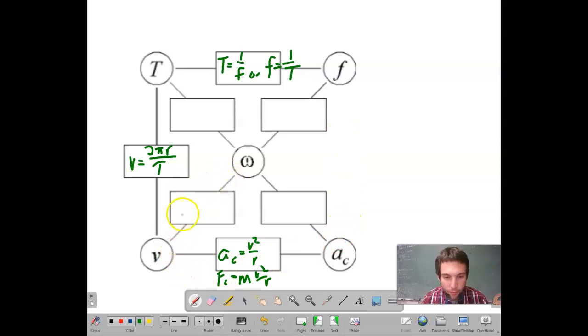Let's do V and omega. Omega equals V over R. We take linear and we wrap it around the circle. T and omega, we have omega equals 2 pi over T. We've got omega and frequency. Well, if this is 2 pi over T, then that means T is in the denominator, so frequency is going to be 2 pi F. Omega equals 2 pi F.